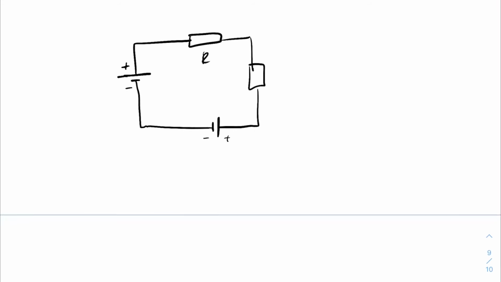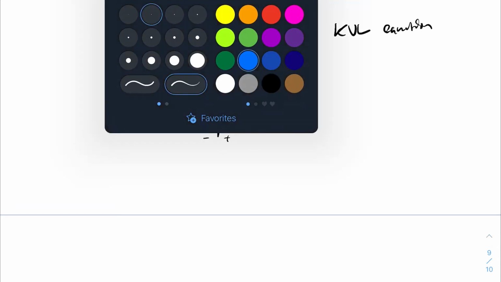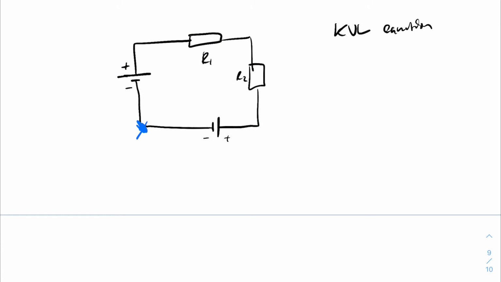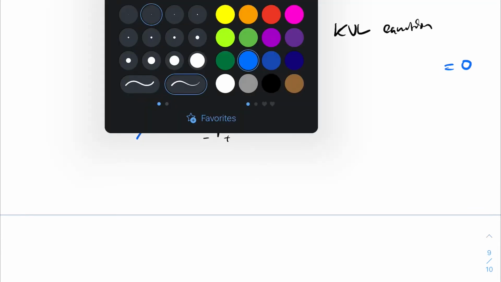So here, figuring this out can be a little bit complicated, and this is where using KVL is really helpful. If you remember the KVL equation, we can start at any point. For example, we'll start here. It doesn't really matter where you start. Go around the whole thing and go back to that starting point, and that's going to be equal to 0, right?